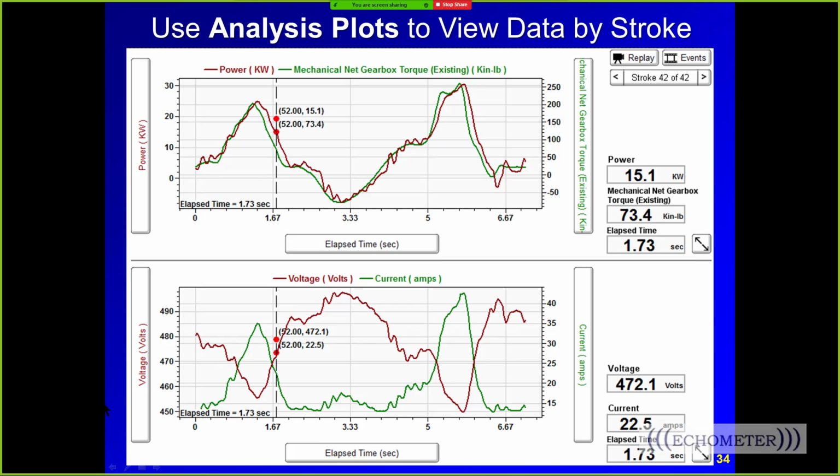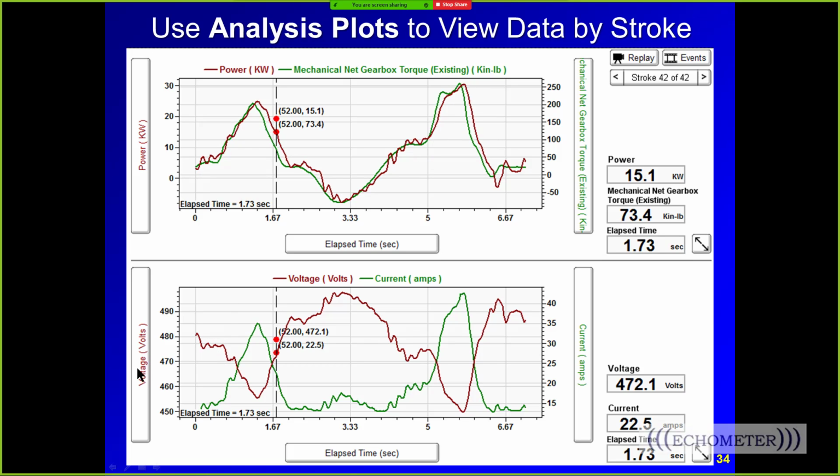This is a similar plot that I just showed you guys. It shows the relationship between power and net torque. They're the same thing. Even though this is units of kW and this is units of inch-pounds of torque, it's amazing how well they match.